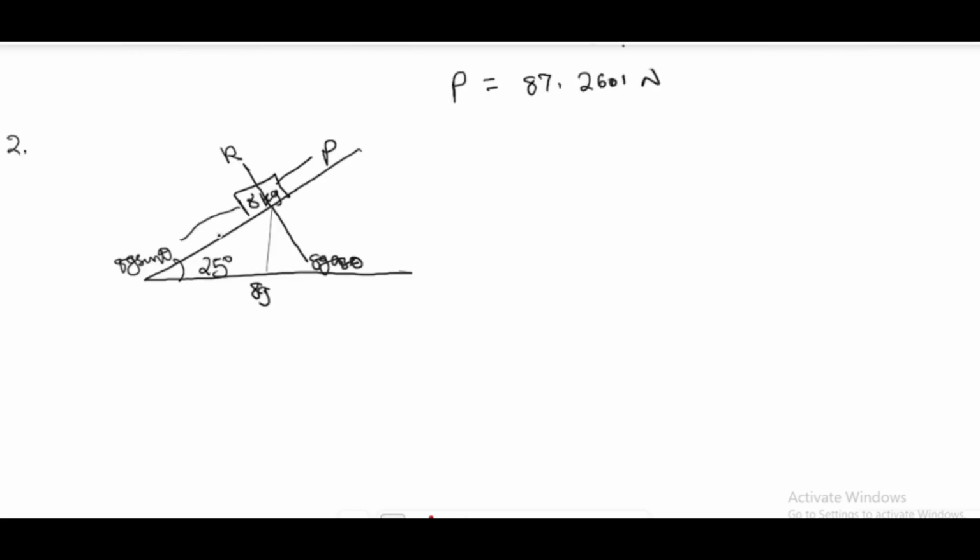Okay, so now to find the component of the weight parallel to the plane is simply 8g sine theta. So that is 8 times our g is 9.8 times sine 40. So you can just put that straight into your calculator and that gives you 33.16 Newton.